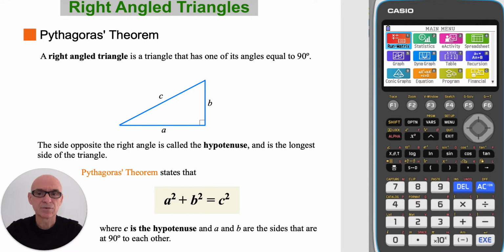A right-angled triangle is a triangle that has one of its angles equal to 90 degrees. The side opposite the right angle is called the hypotenuse and is the longest side of the triangle. Pythagoras' theorem states that a squared plus b squared is equal to c squared, where c is the hypotenuse and a and b are the sides that are at 90 degrees to each other.